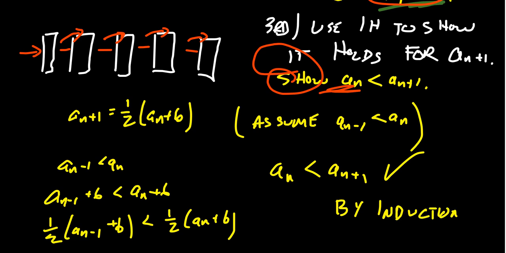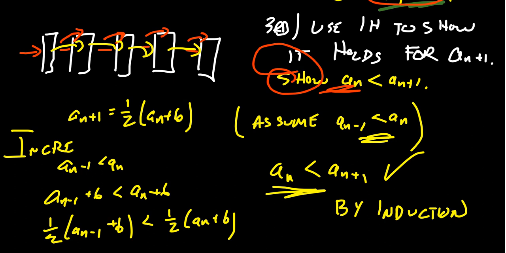See, that wasn't so bad, right? We took our assumption and manipulated it until we got the statement we wanted. And this proves that our dominoes fall over one by one by one towards infinity if we were to continue in this manner. So our sequence is an increasing sequence. We've now established that it's increasing by induction here. So that's an important thing to mention.